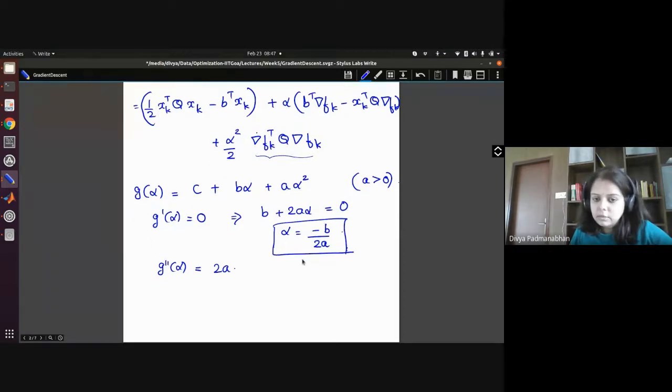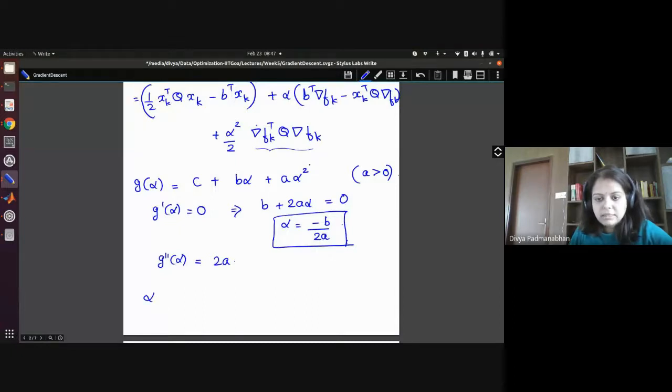So now coming to this problem, let's substitute what the B and A look like here. So alpha is going to be what? Minus B transpose grad fk, and so on. I'm just putting in this value. I think there's a confusion between this B and this B. These are different, so let's make it a different symbol so that it's clear. I'll just call this Q.